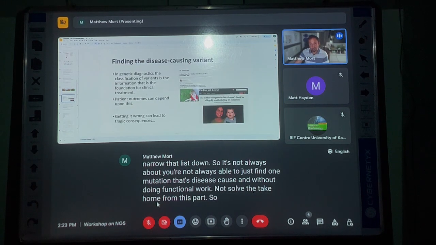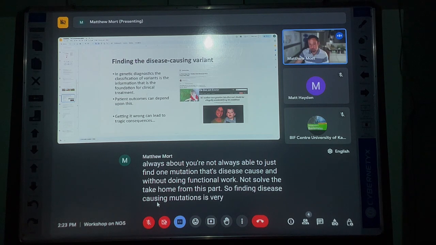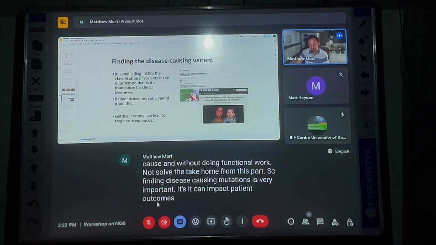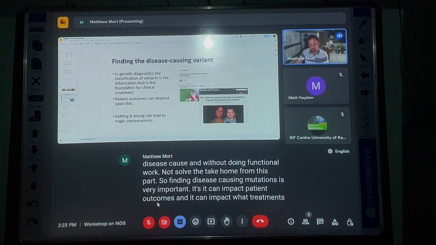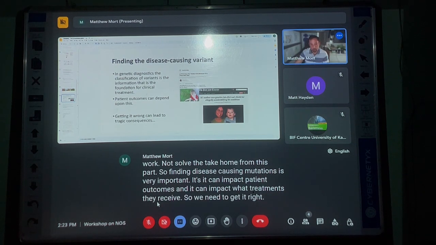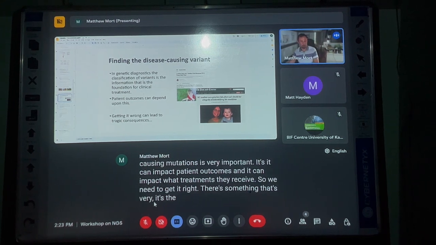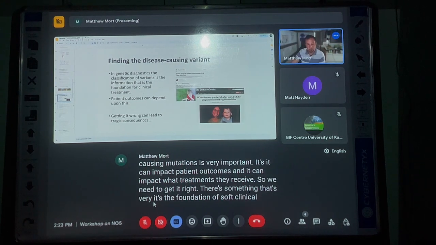So finding disease-causing mutations is very important. It can impact patient outcomes and it can impact what treatments they receive. So we need to get it right. This is the foundation of clinical diagnostics.